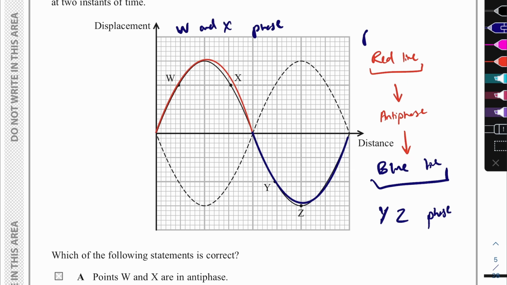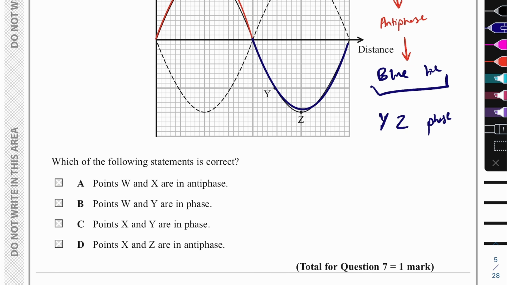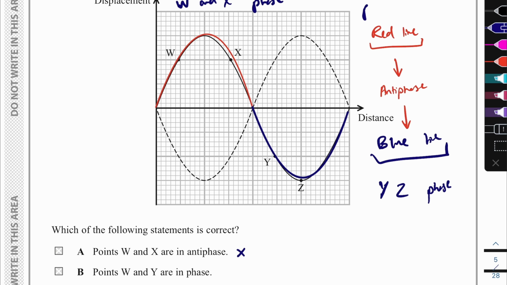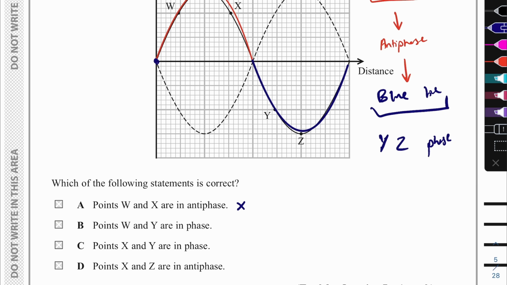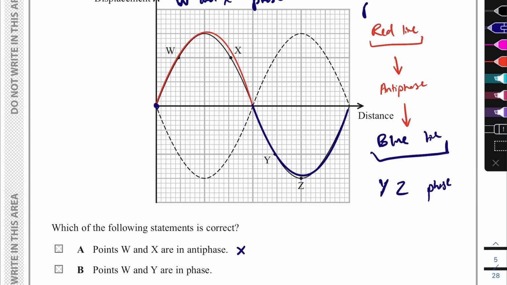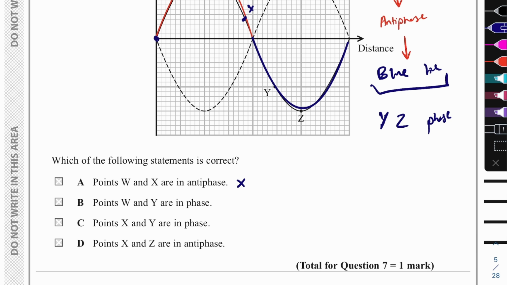So what are the options they give us? They tell you that W and X are in antiphase. No, because they're on the same node, the same from here to here. So they are in phase. W and Y are not in phase, because if Y was here, then they'd be in phase. But because it's on the other node, which has a trough of the negative max peak, we can say that they are in antiphase.